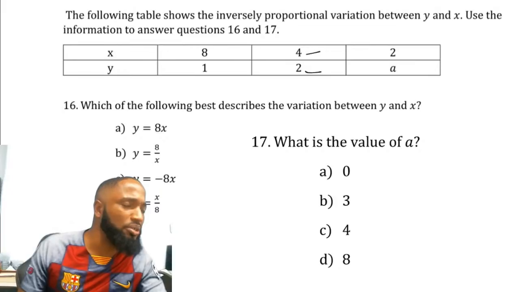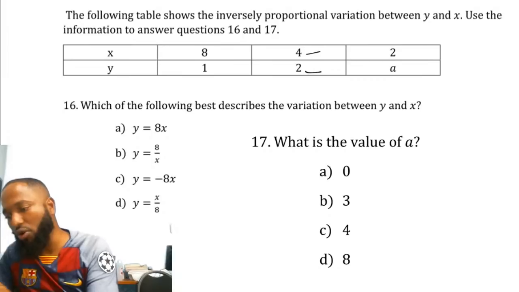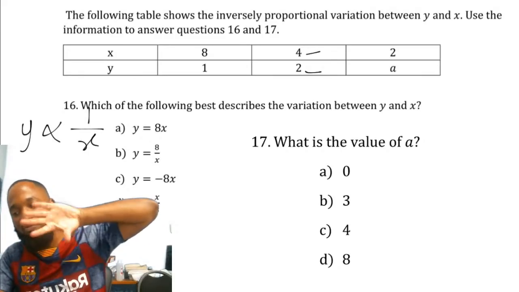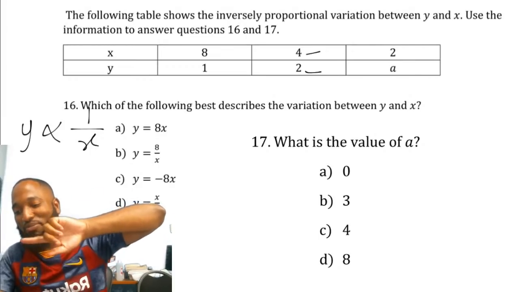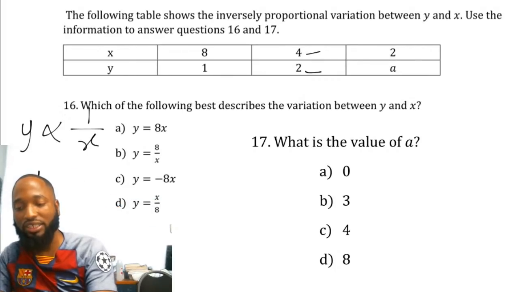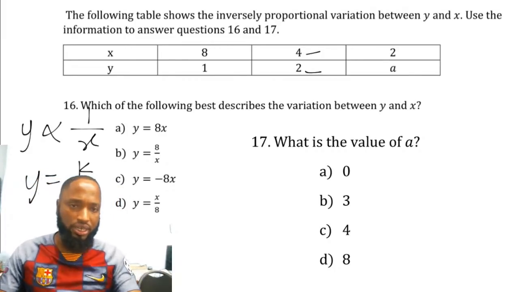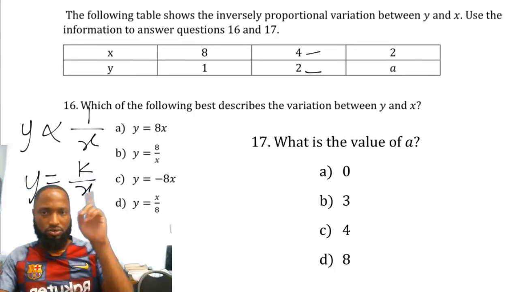So X is always the denominator in the case of inversely proportional. When you say inversely proportional, this is the symbol used for proportionality, right? Or in variation: Y is proportional to 1 over X. So if you want to get rid of this sign and use an equal sign here, Y is equal to K over X. You catch that vibe? I'm not seeing my screen right now. Y is equal to K over X, right? So cool.